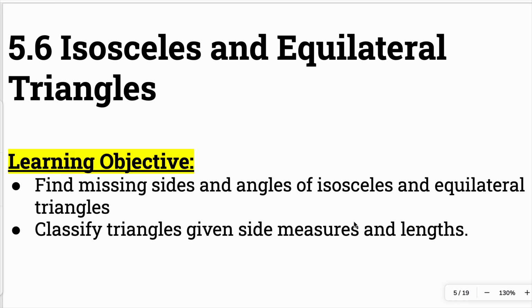Today we're looking at 5.6 isosceles and equilateral triangles. Kind of skipping around a little bit for Unit 5, but I promise it'll all make sense in the end. Today we're going to talk about the missing sides and angles of isosceles and equilateral triangles and be able to classify those triangles when we're given side measures and side lengths.